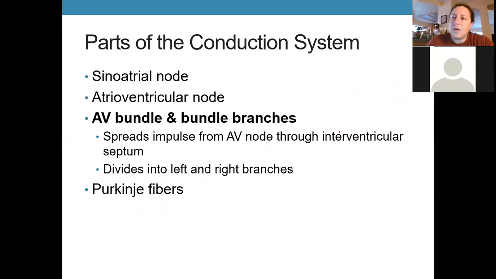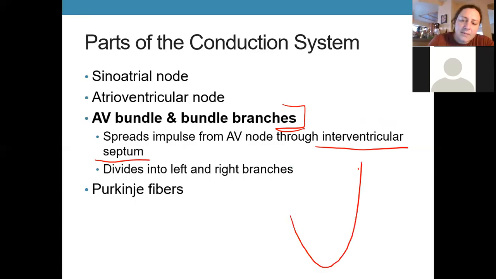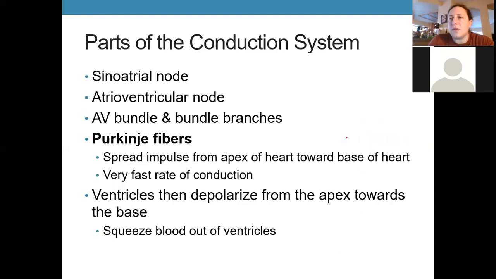Now, in order to get all of the ventricular muscles to depolarize and contract, we're going to spread it down this atrioventricular bundle and the left and right bundle branches. So that's traveling through the interventricular septum, which is the shared wall that divides the left and right ventricles. And that's going to take us to what's called the apex of the heart, or that pointy bit at the bottom. And then we go up to the outside walls of the left and right ventricle by these Purkinje fibers, which are actually quite fast.